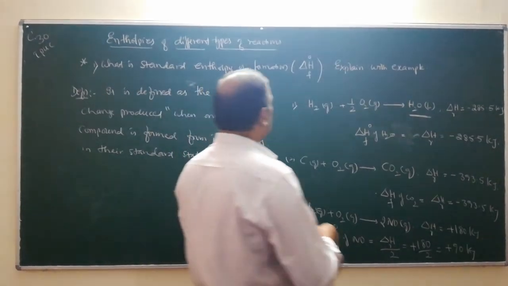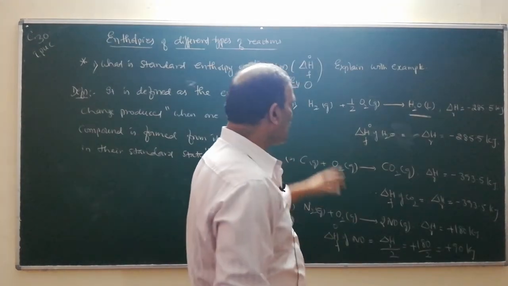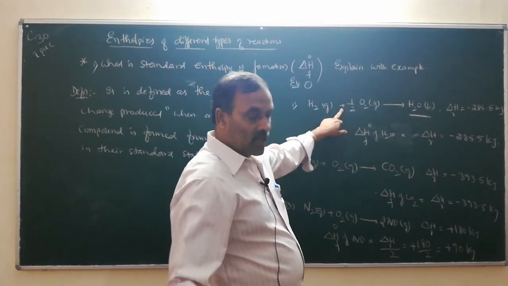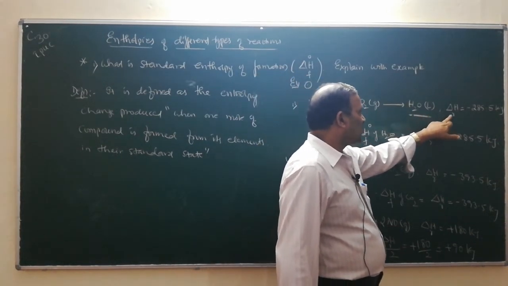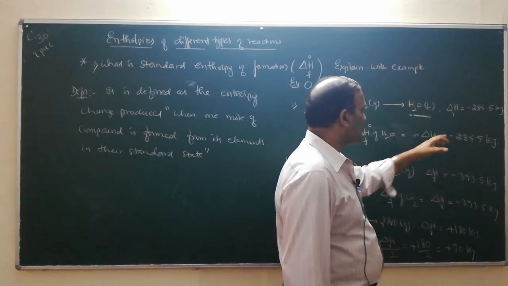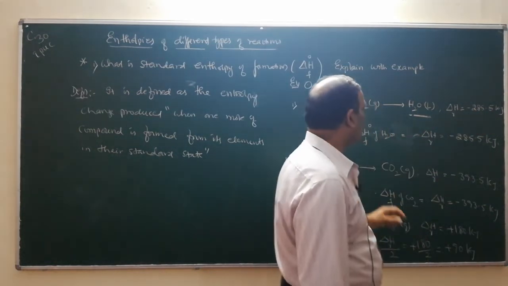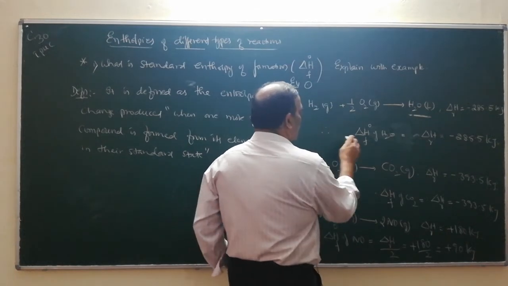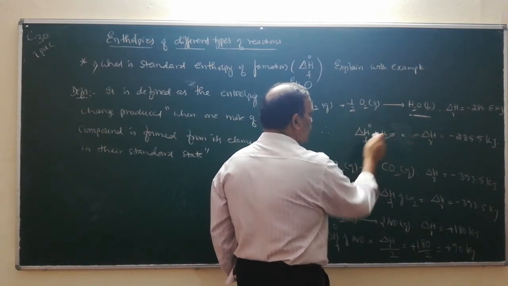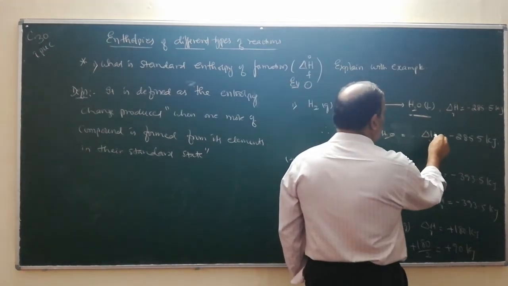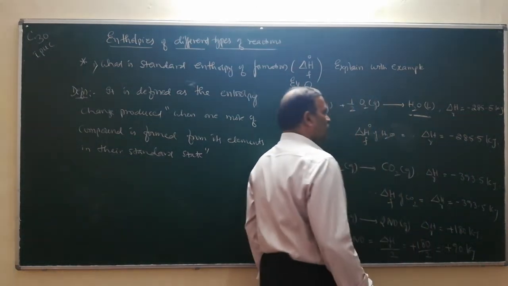So now write down the examples. Example number 1, H2(g) plus half O2(g) gives H2O(l). Delta HR, this is the enthalpy of this reaction, is equal to minus 285.5 kilojoules. Therefore enthalpy of formation of water, delta HF naught of H2O, equals delta HR, that is equals minus 285.5 kilojoules.